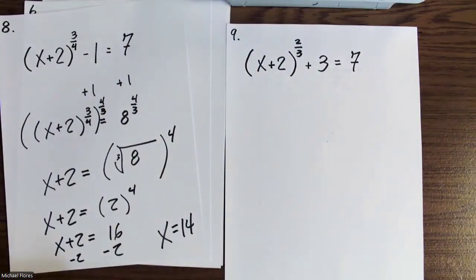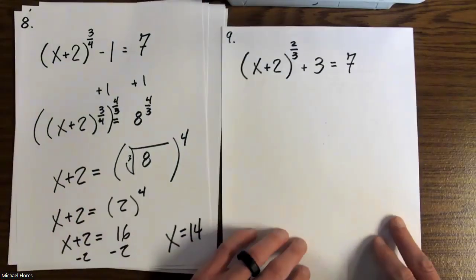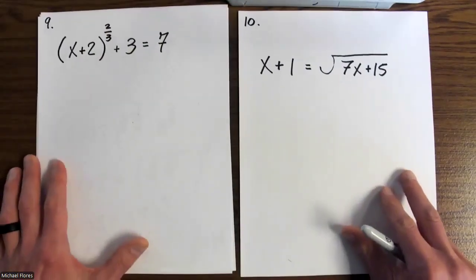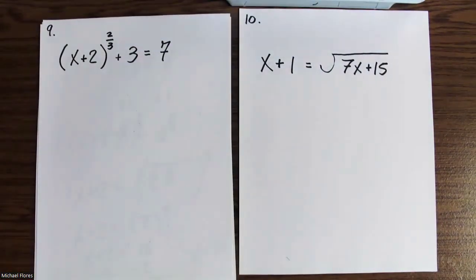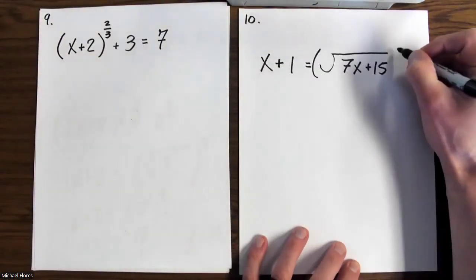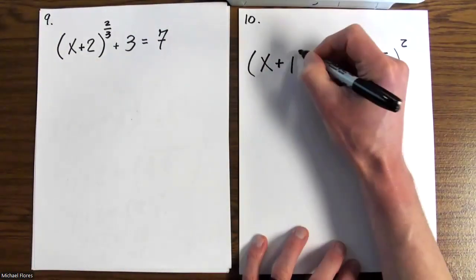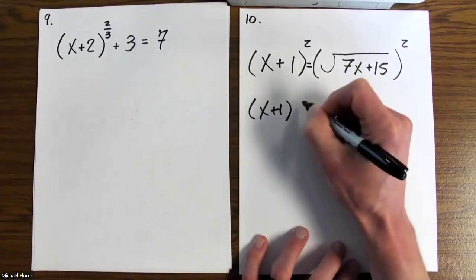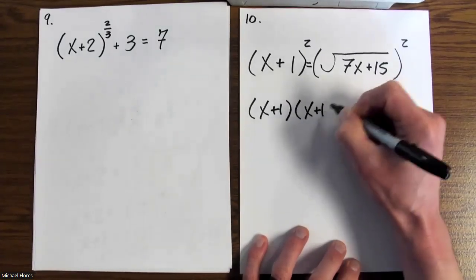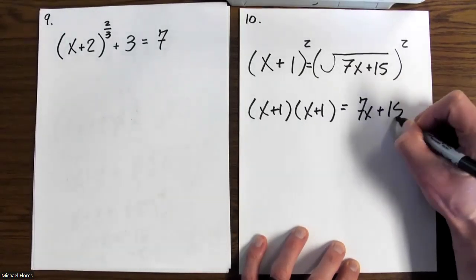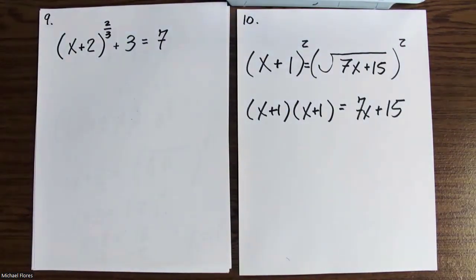Example 9, very similar to what we just got finished doing. They're just using different numbers. Let's take a look at example 10. This is where things get a little different. Okay, to begin solving this problem, we have to get rid of that square root. So you want to square both sides. Once you square both sides, that's the current result.